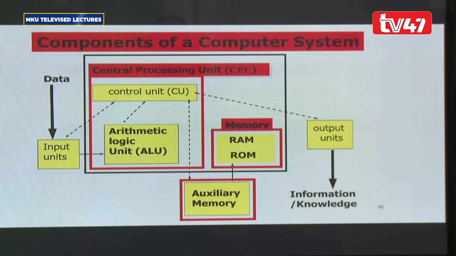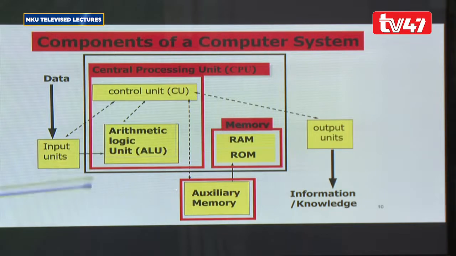And the abbreviation is called the CU. Still on the central processing unit, we have the arithmetic logic unit. The work of the arithmetic logic unit is used to process all the mathematical functions in a computer. That includes subtraction, addition, matrices. All the simulations are done in the arithmetic logic unit.